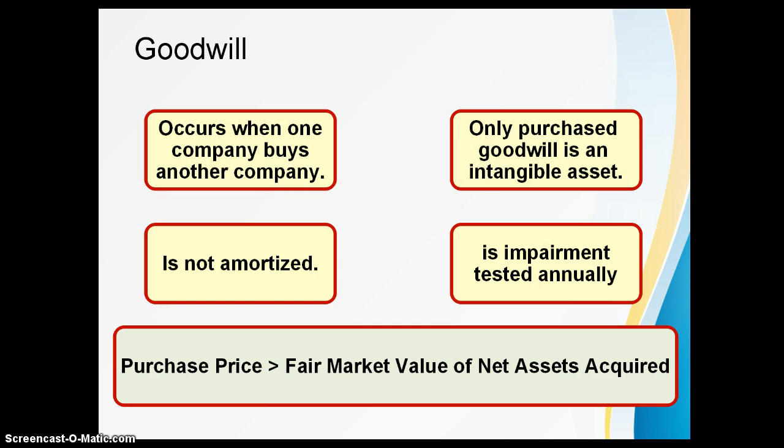Last but not least, as an intangible asset, goodwill occurs when a company buys another company with a purchase price larger than the fair market value of net assets acquired. The reason for the company to buy at the higher price is that the company aims at future profit.